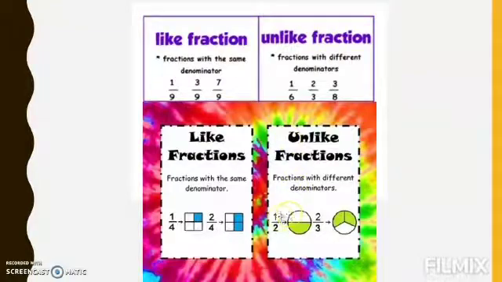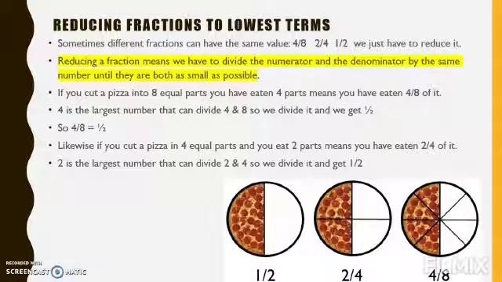Let us see one more example here. 1 upon 2 and 2 upon 3. Again, the denominators are different. So these are unlike fraction examples. I hope you have understood the concept. Now let us move on further to explore more about how to reduce fractions.